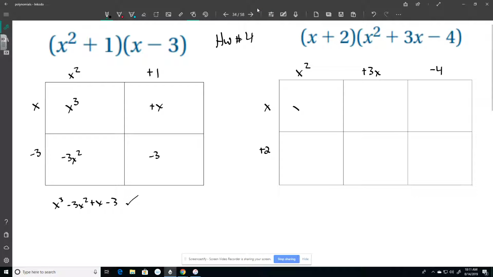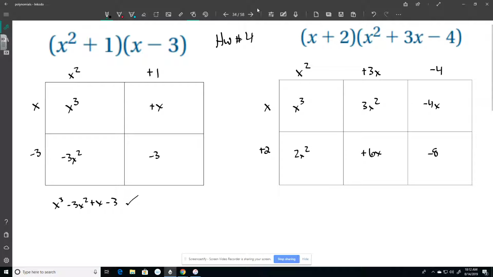So x times x squared is x cubed. x times 3x is 3x squared. x times negative 4 is negative 4x. 2 times x squared is 2x squared. 2 times 3x is a positive 6x. 2 times negative 4 is a negative 8.